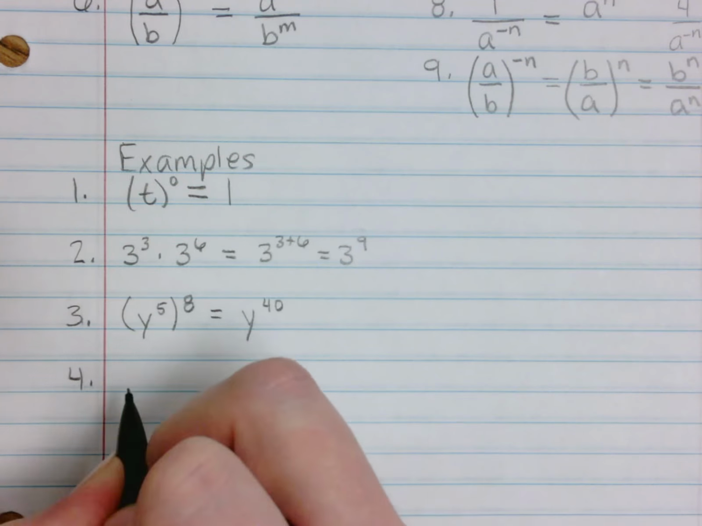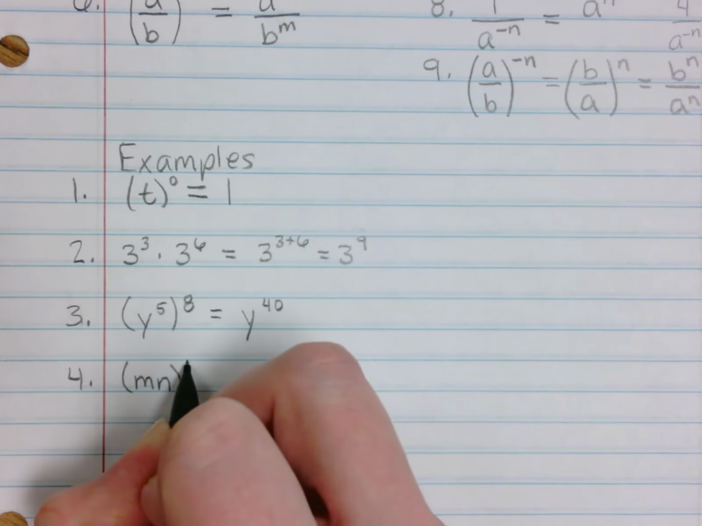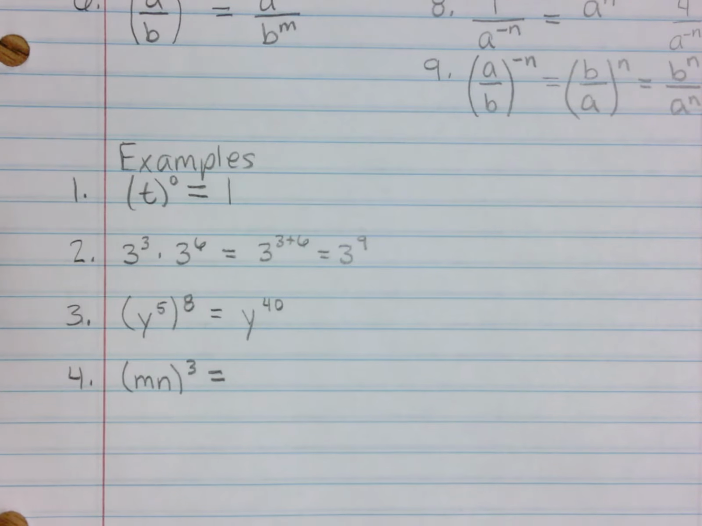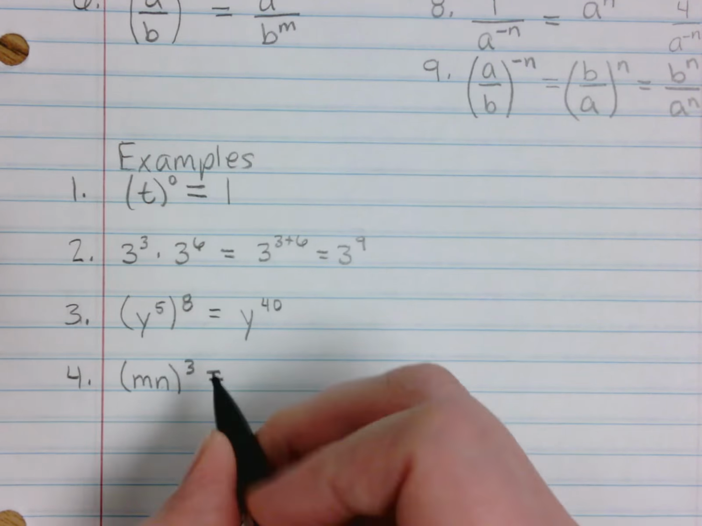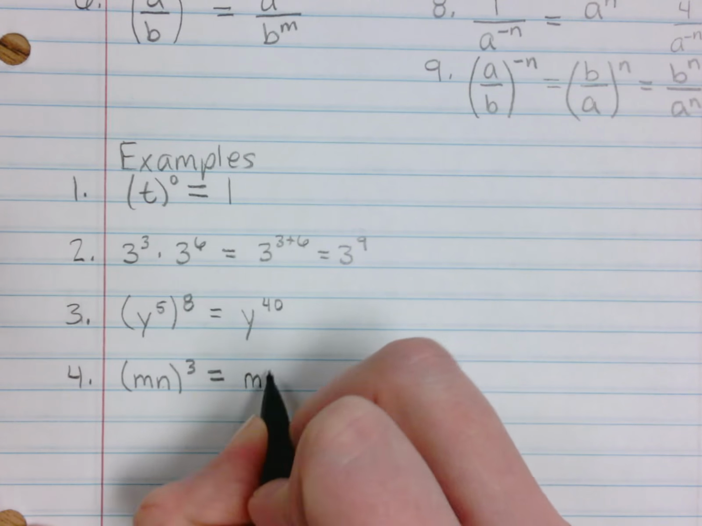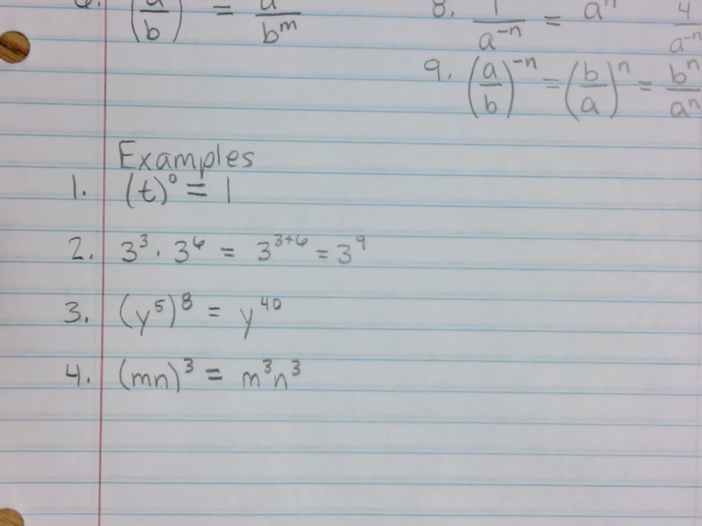Example number 4, we have m, n, and all of that is raised to the 3rd. So in these parentheses, if we have multiplication, the m can get the 3rd power, the n can get the 3rd power, and if there's another letter, that could also get raised to the 3rd power. So in this case, m gets the 3rd power, n gets the 3rd power in order to be simplified.